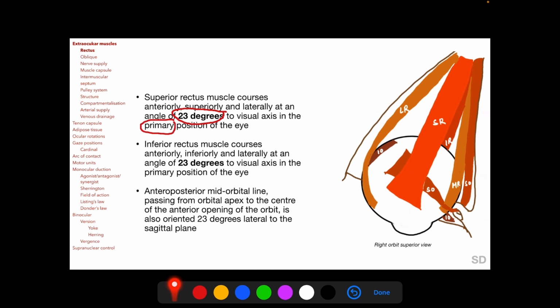remember. The primary position of the eyes is the position in which the eyes look straight ahead with the head erect, and in the primary position of the eyes the visual axis of the two eyes lie parallel to the coronal plane and the sagittal plane of the body. Similarly, the inferior rectus muscle courses anteriorly, inferiorly and laterally at an angle of 23 degrees to the visual axis in the primary position of the eye.